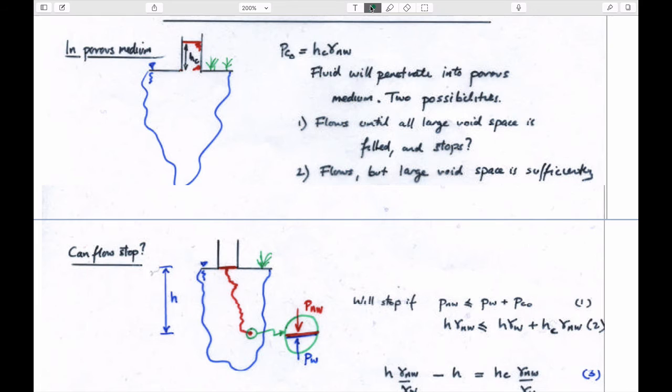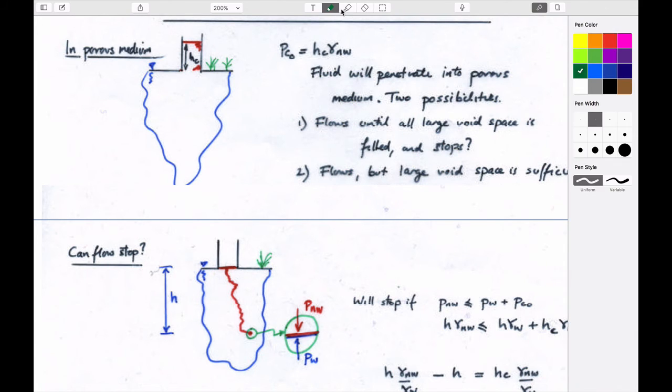So now we're going to take it in a porous medium. I really like red for some reason.